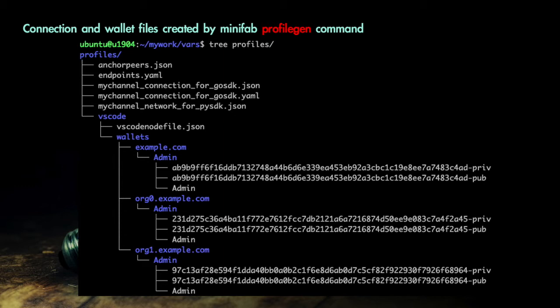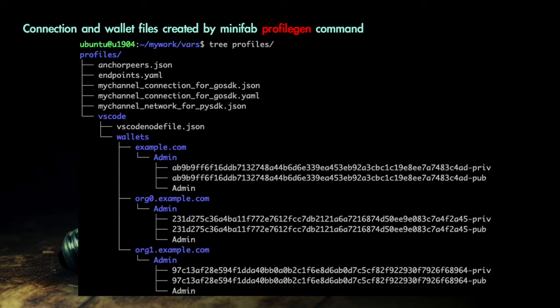There are several files whose names start with a channel name. These files are the connection files for various Fabric SDKs, as their names indicate. These files are normally needed when you develop applications using either Go SDK or Python SDK to connect to a Fabric network. Without Minifabric, you will have to create these files manually.